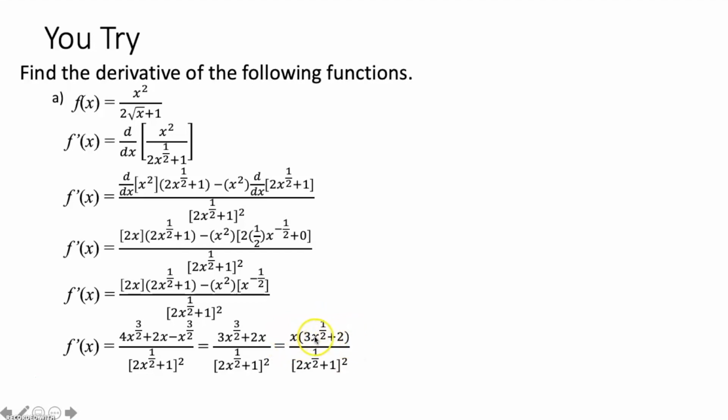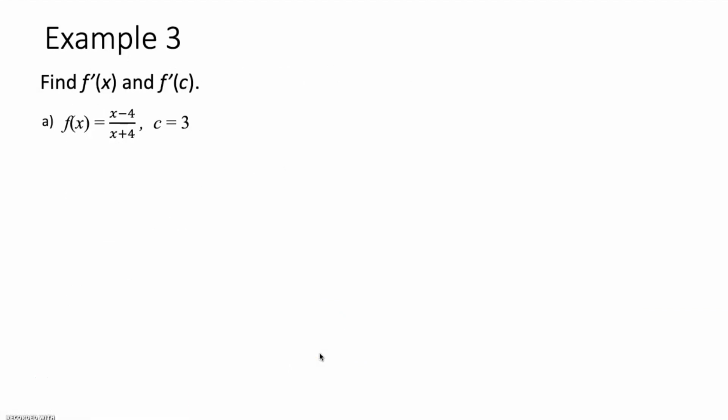The last thing, if you want to get rid of this rational exponent here and this rational exponent here, you could just make those radicals and you're done. Now, example 3 says find f prime of x and f prime of c. So here we have a function and we have a c value. First thing we're going to do is find the derivative of our function f.